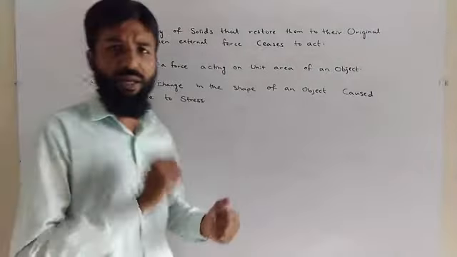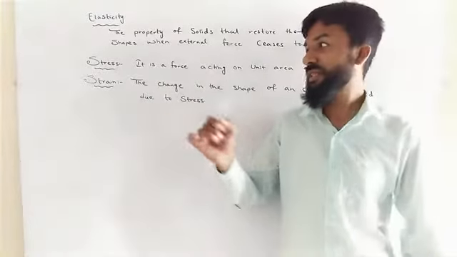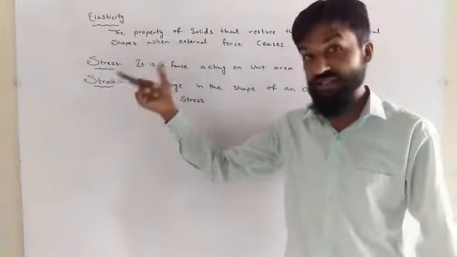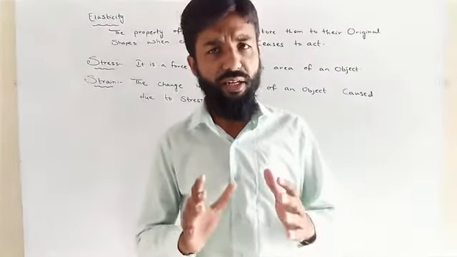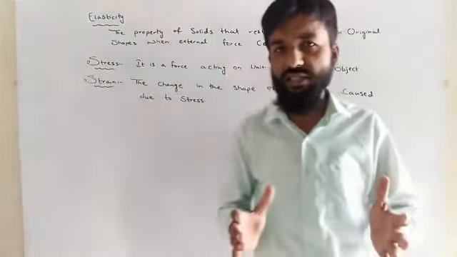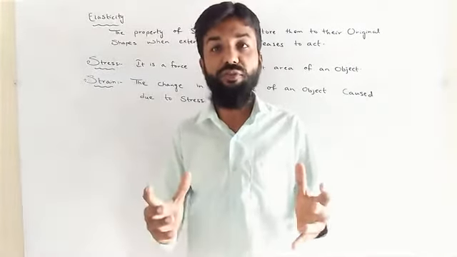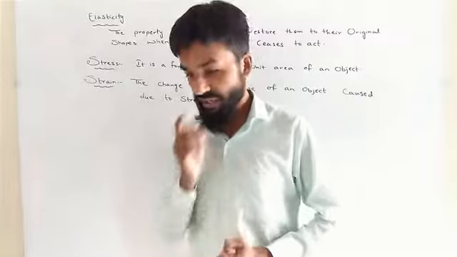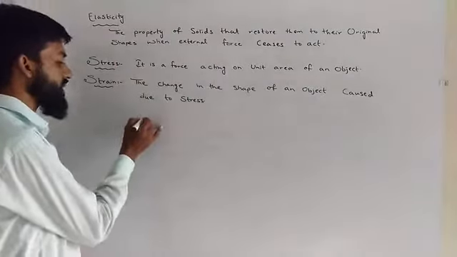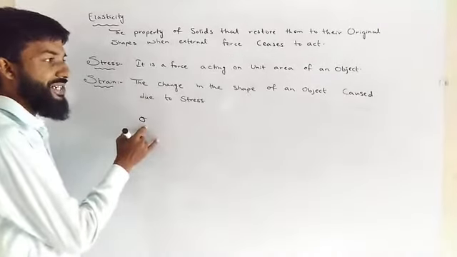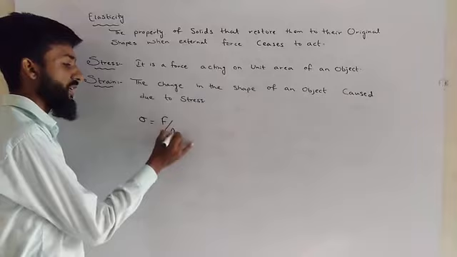When we apply an external force on those bodies, that force is known as stress. So we can say that stress is the force applied per unit area. The formula for stress is sigma, representing stress, and stress is equal to force upon area.